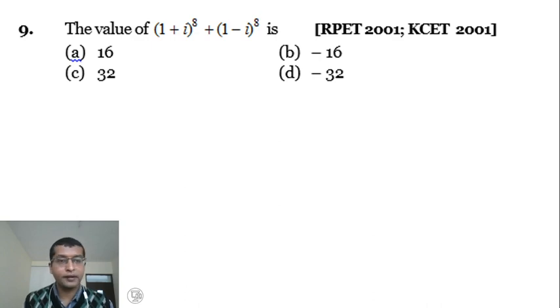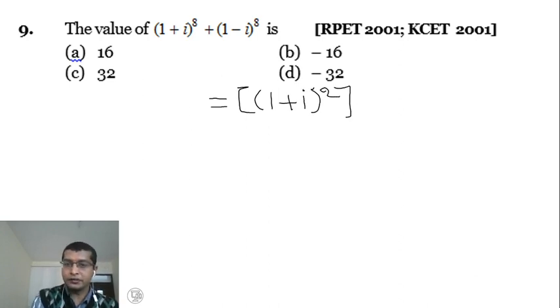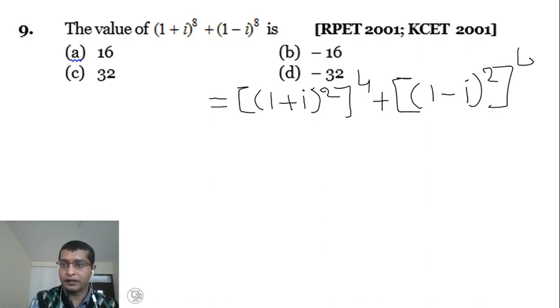Next, the value of (1 plus i) raised to 8 plus (1 minus i) raised to 8 is. For this, one simple technique is there: we take the square of 1 plus i and raise it to 4, since 2 fours are 8. Another expression we can write is (1 minus i) square raised to 4.